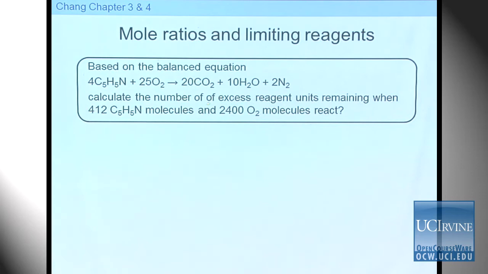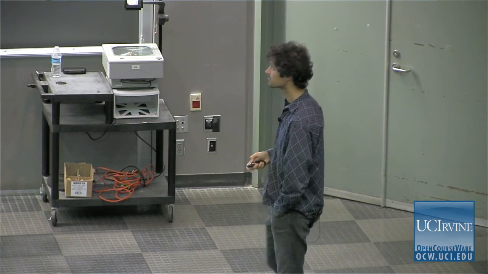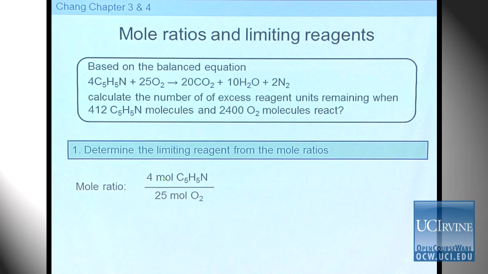I have to calculate the number of excess reagent remaining after this reaction has completed. The number of reagents at the beginning are given here and there. So I proceed in exactly the same fashion. I'd like to know which one is the limiting reagent, so I take the ratio of the two. I have 4 moles of this and 25 moles of oxygen according to the equation. These are big numbers, but it doesn't matter, the math is still the same. These numbers don't have to be small, beautiful numbers. They can be very awkward. It doesn't matter. The ratio is a ratio.